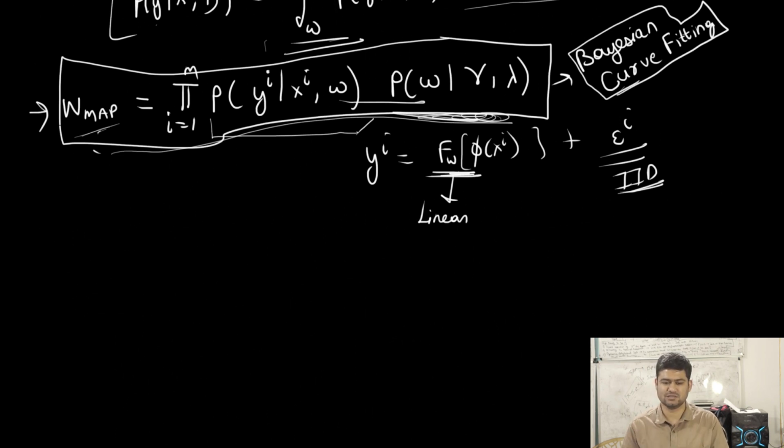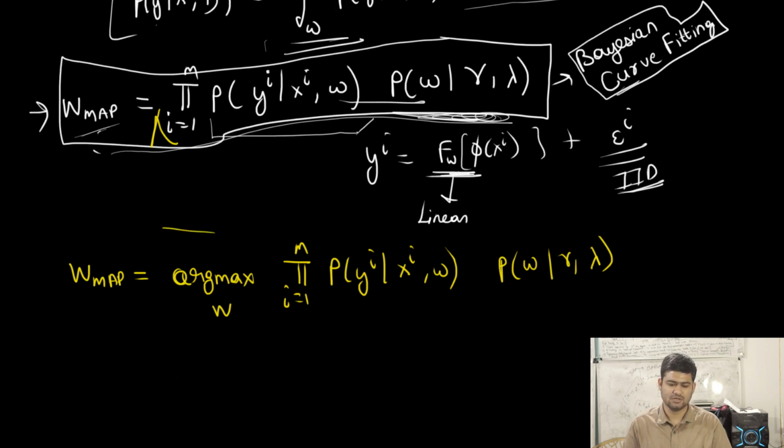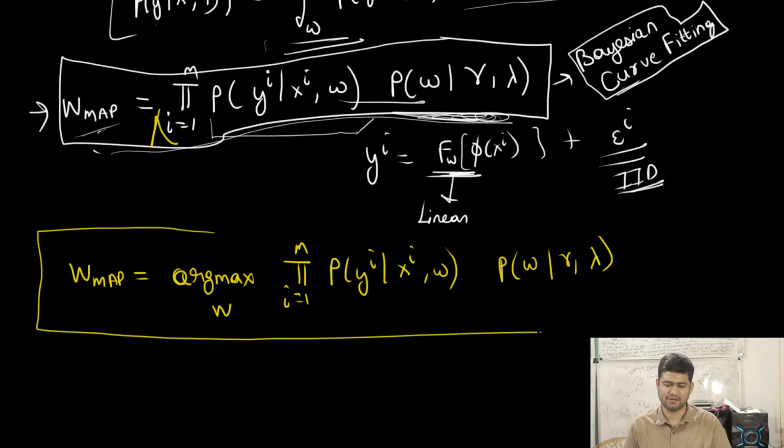So to understand how this formulation comes, W map, sorry, I should have an argmax over here. W map is given by argmax over W, multiplication of the individual probabilities, i equal to 1 to m, P of yi given xi and W, times probability of W given gamma and lambda, the hyperparameters. These are not random values, this is just hyperparameters. So this is known as the MAP estimate.